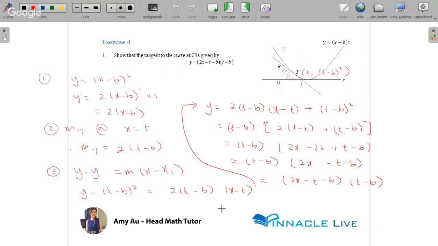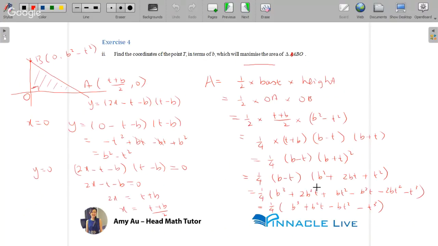Now, once you sub it in, pause, check what you're shooting for. You're supposed to shoot for that. So I move that to the other side, factorize t minus b out, and then that is it. Then we are trying to maximize the area. So this is the tangent, the area bound by the x and y intercept and the origin. So the first step would be to find the x and y intercept. So sub x equals 0, find y, sub y equals 0, solve for x. Then it's just half base times height.